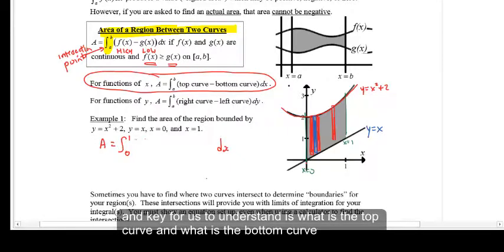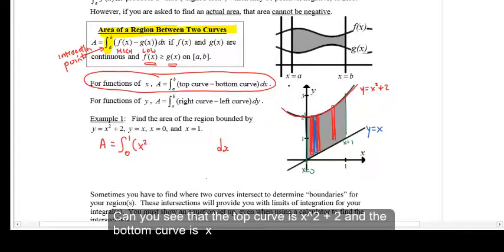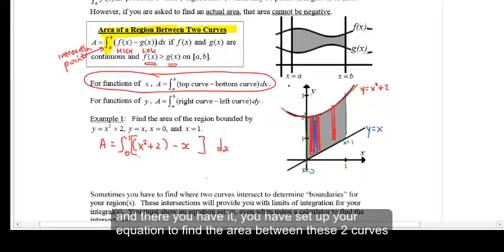And the key thing for us to understand is what is the top curve and what is the bottom curve. Can you see that the top curve is x squared plus 2? And can you see the bottom curve is x? So there you have it. You've set up your equation to find the area between these two curves.